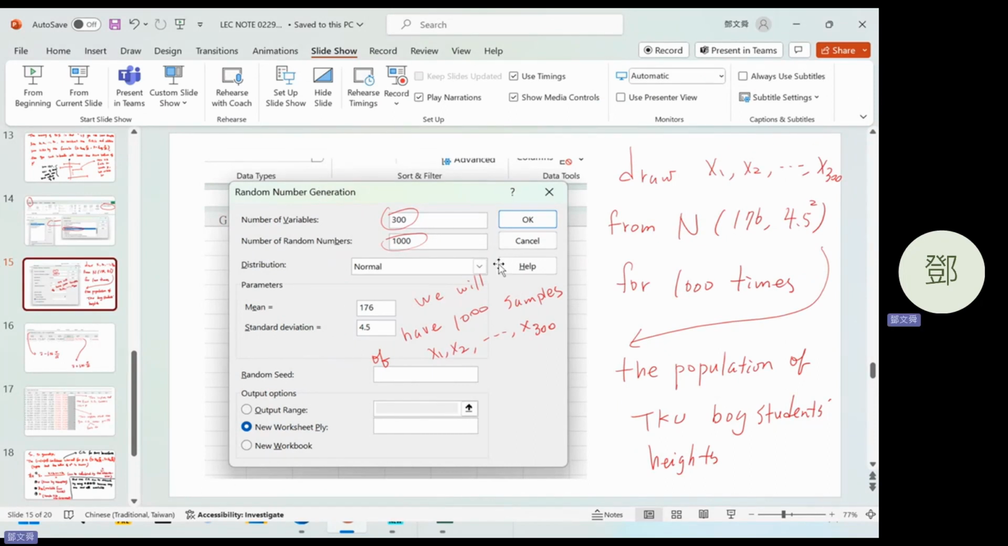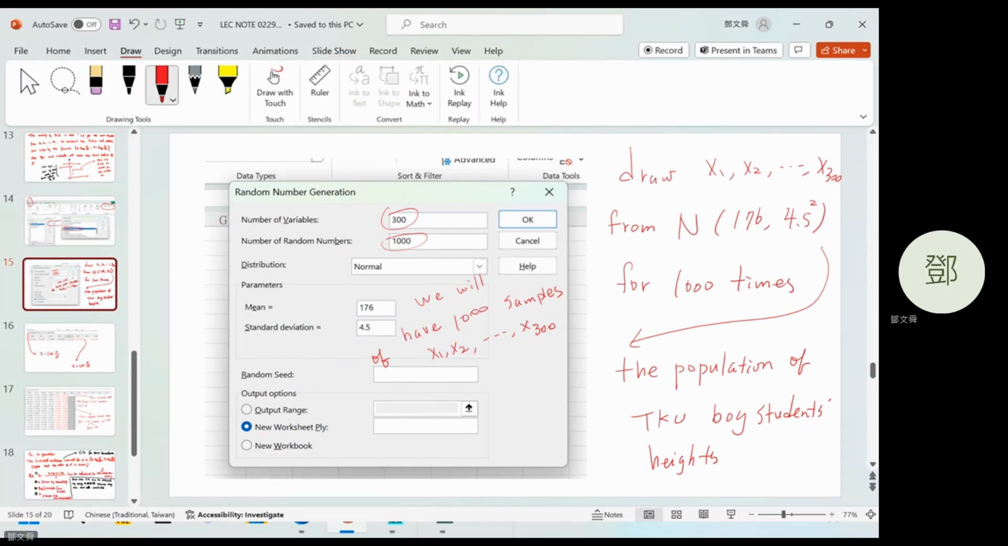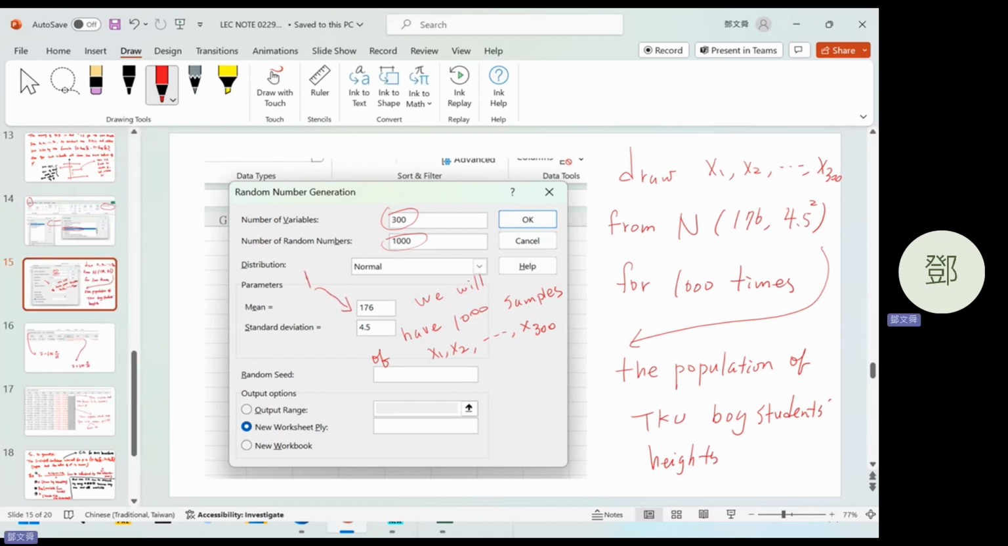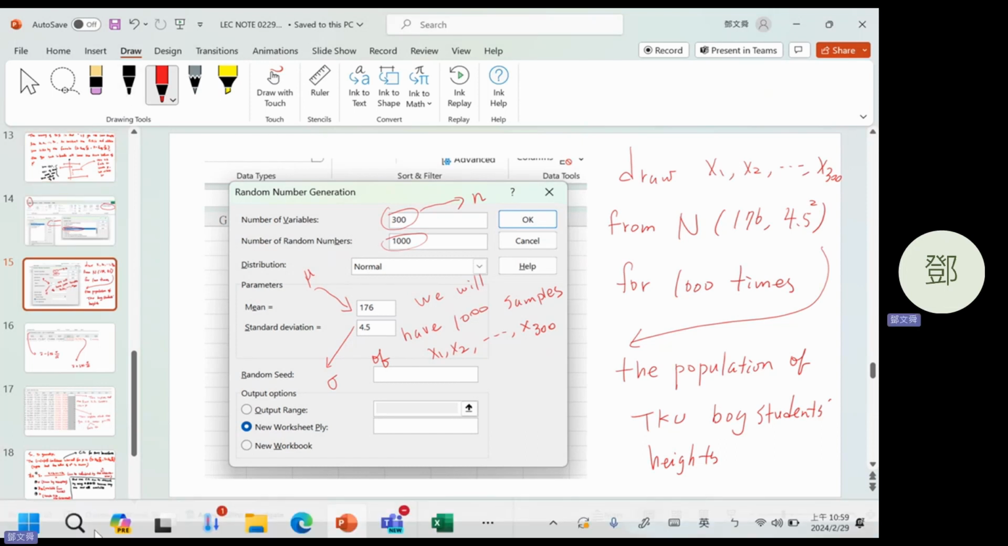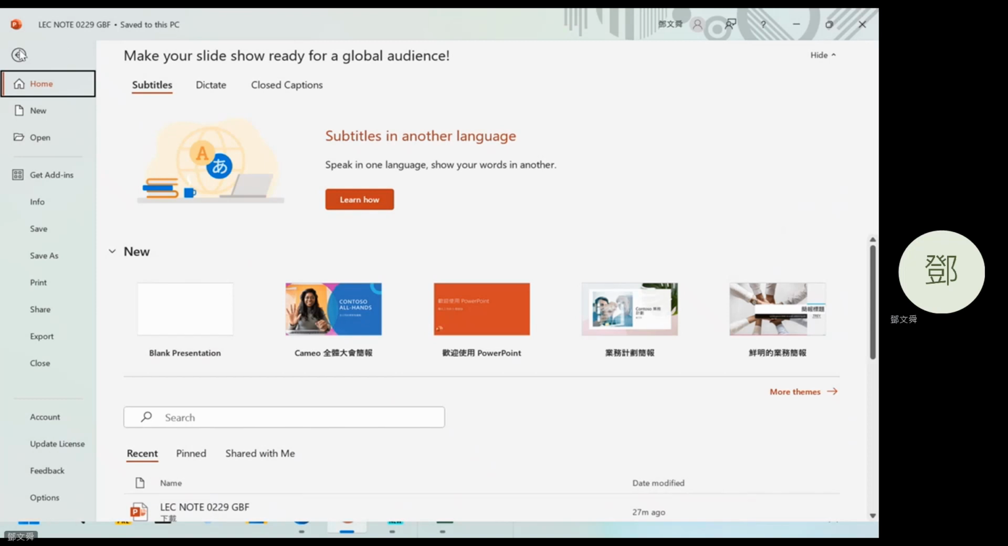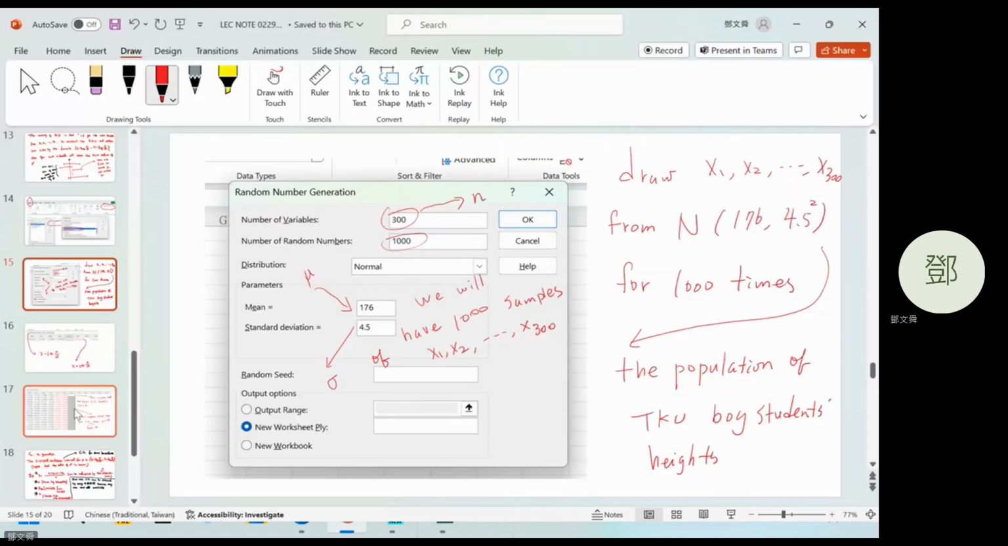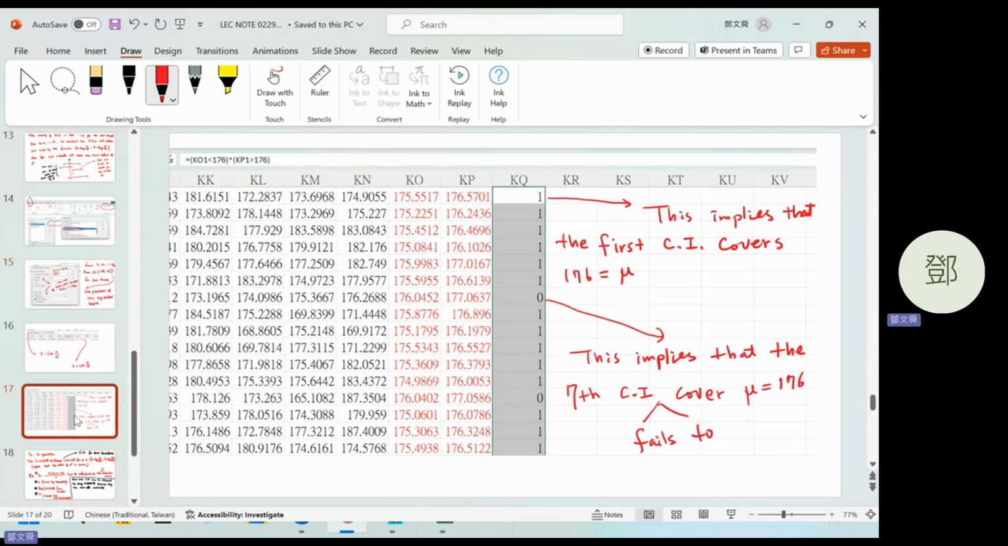This is the value of sigma. This is the value of mu, and this is the value of sigma, and this is the value of n. Understand? Do it back home.